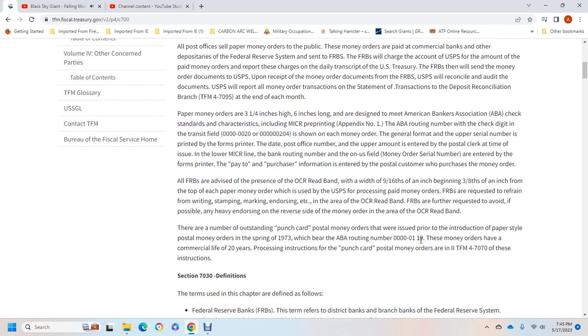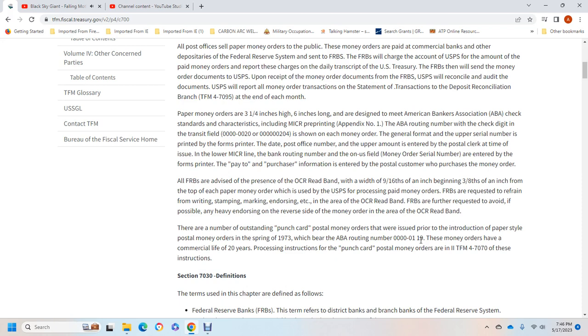Federal Reserve Banks are advised of the OCR read band, with a width of 9/16 of an inch beginning 3/8 of an inch from the top of each paid money order, used by the USPS in processing paid money orders. Federal Reserve Banks are required to refrain from writing, stamping, marking and endorsing in the area of the OCR read band. They are further requested to avoid, where possible, any heavy endorsing on the reverse side of the money order in the area of the OCR read band.